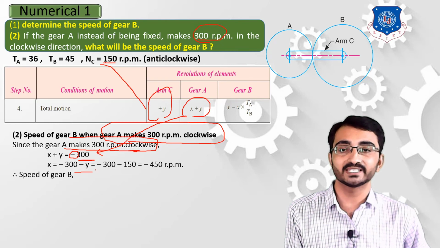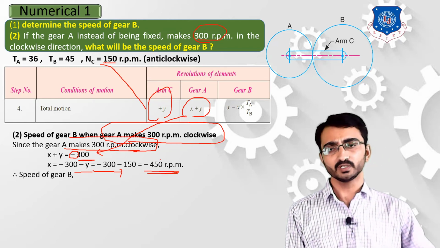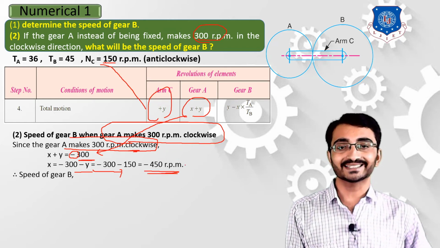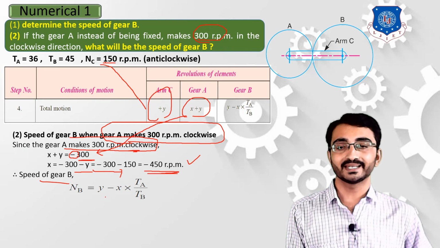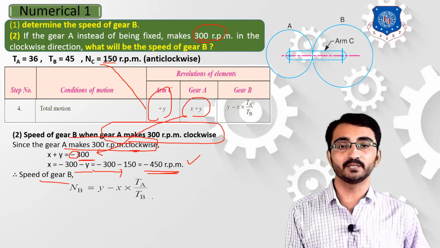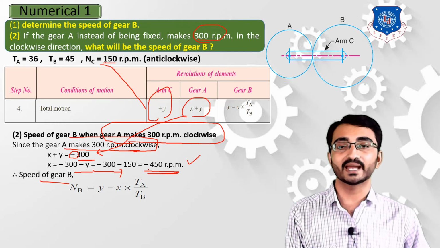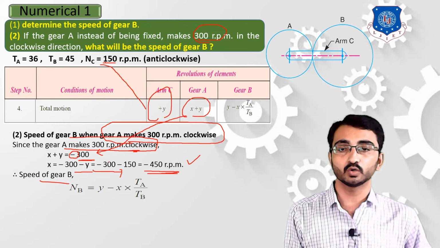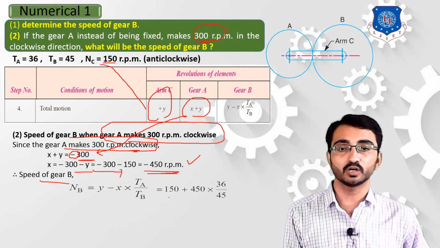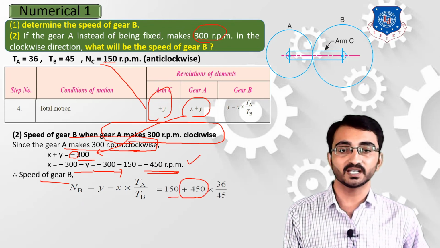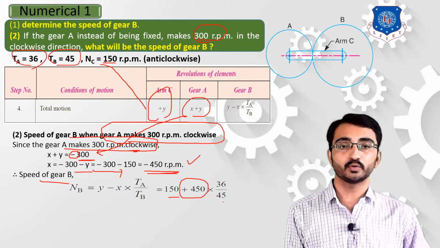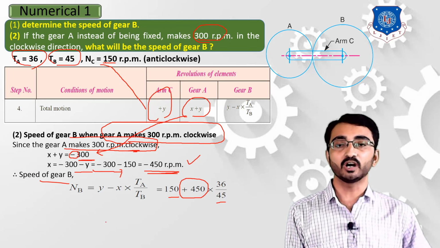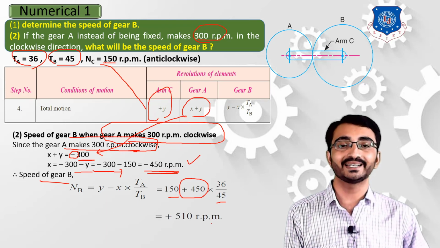So if we put y equal to 150, then we can say that x is equal to minus 450. Now from the values of x and y, the speed of gear B, the equation will remain the same, that is y minus x TA upon TB. Now we have to put the different values of x, y, TA and TB. So over here y is equal to plus 150 and x is equal to minus 450, that will give us plus 450 into TA, that is 36, upon TB, that is 45. By putting these values we can achieve that the speed of gear B is equal to plus 510 rpm.